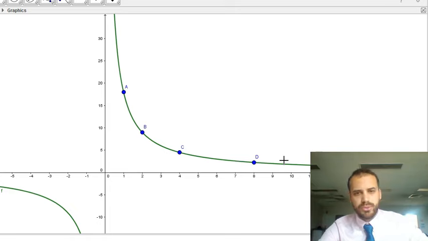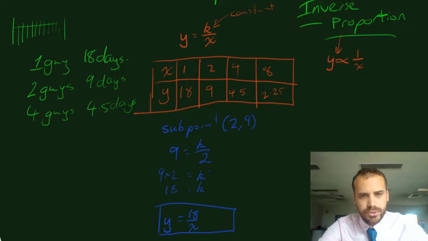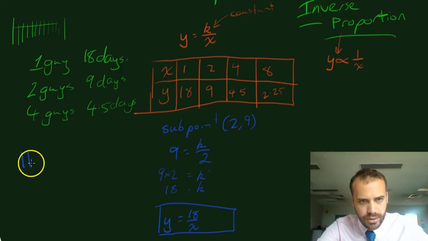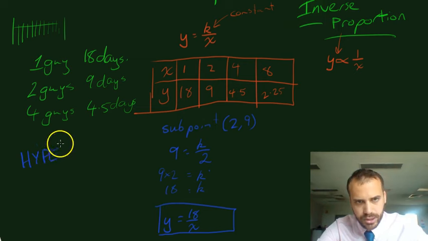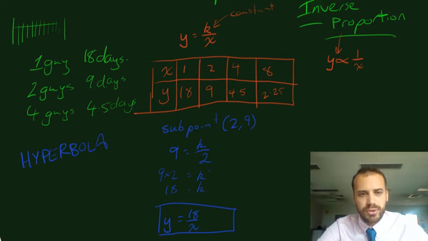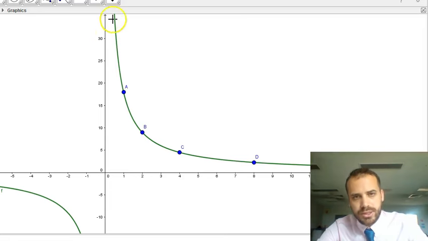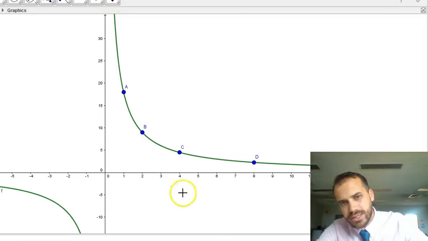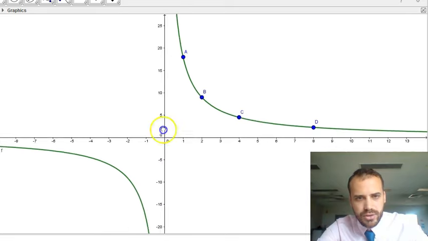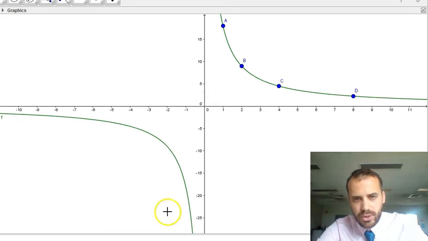Now, a couple of important words here. When you do an inverse proportion, that is called a hyperbola. You can pronounce that however you want to. Hyperbola, you can see it goes like this, and it's also got a matching side over here, which goes like this. Obviously, those are in negatives, which doesn't make any sense for a fence.